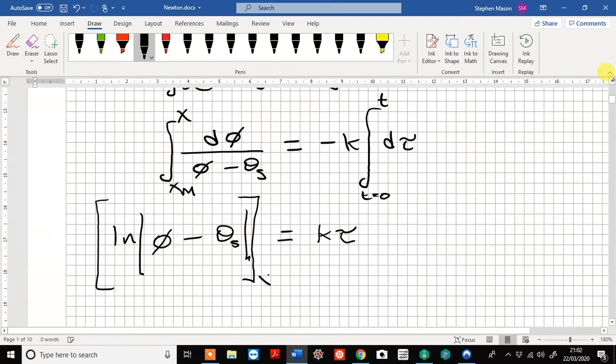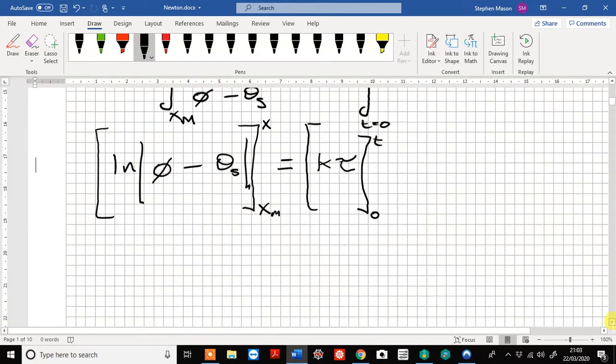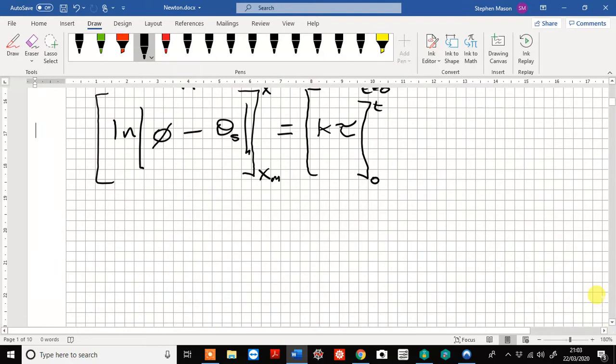So we've got x m there for the maximum temperature, and x there, which is kind of our variable. And here, there isn't very much room to put the brackets in there, but we're going from 0 time to t. Okay, so now we can go ahead and substitute in the limits.